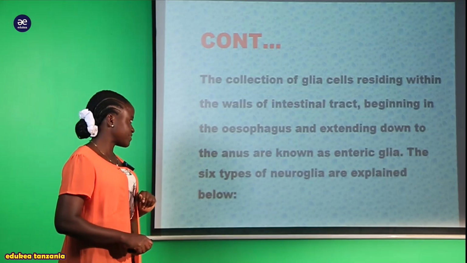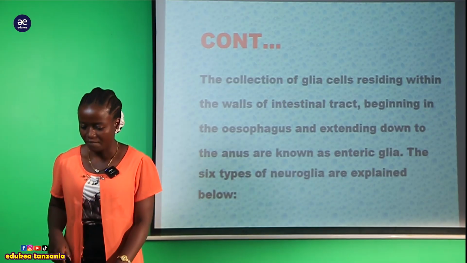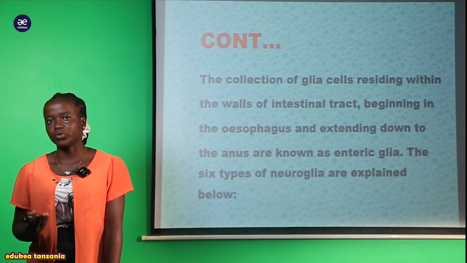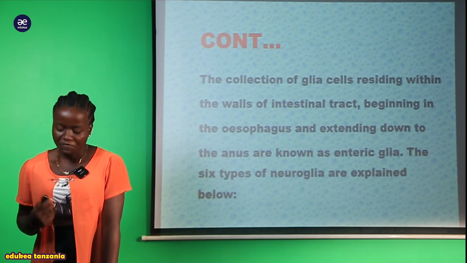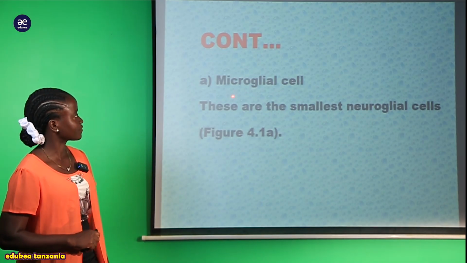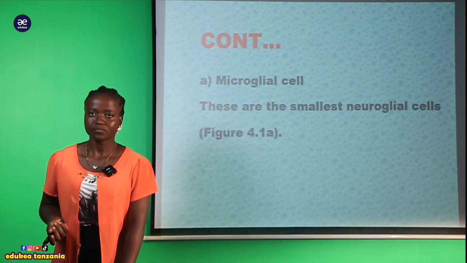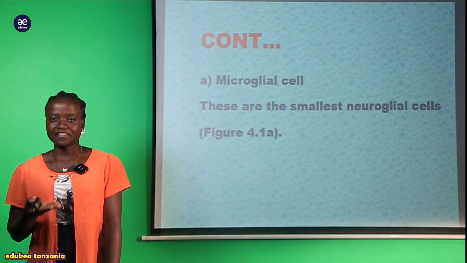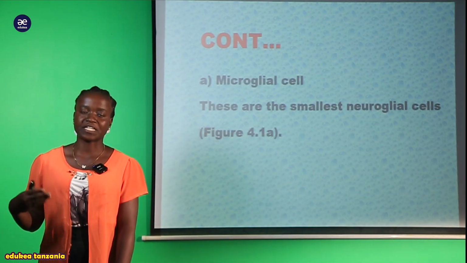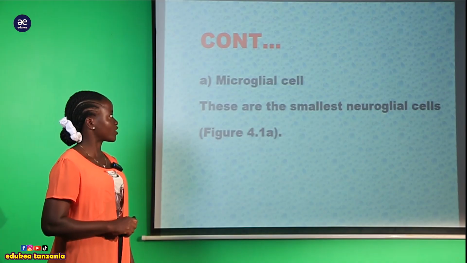And also we are saying that the 6 types of neuroglia are explained below. So we are starting looking on the types of this neuroglia. So the first type here, my student, it is called the microglia. So we have to know what is this now and how does it function on the conduction of the nerves impulse. So now we are saying that these are microglia cells.